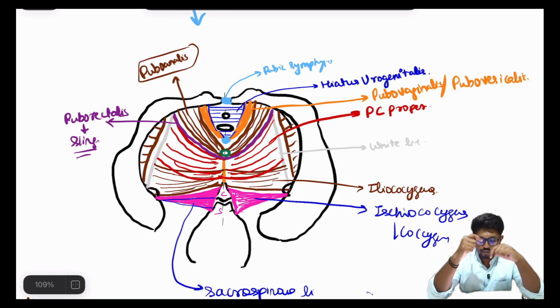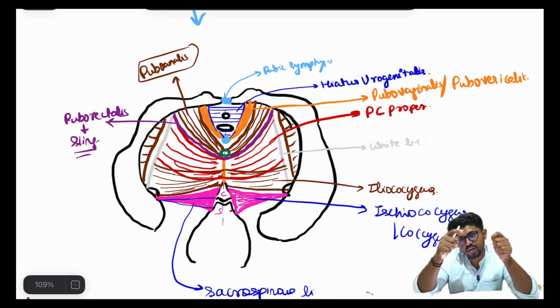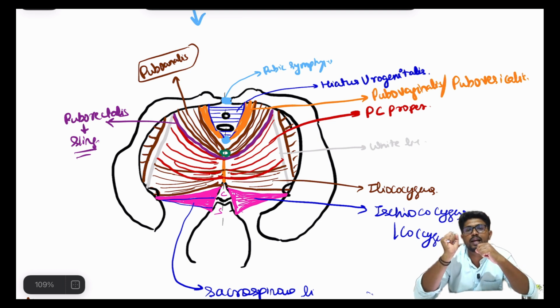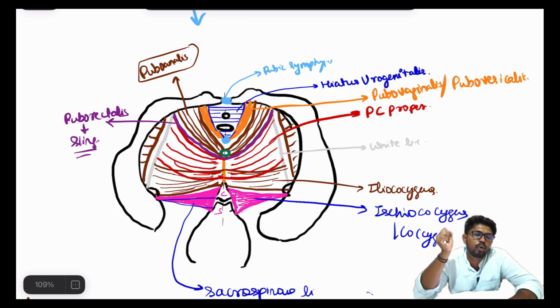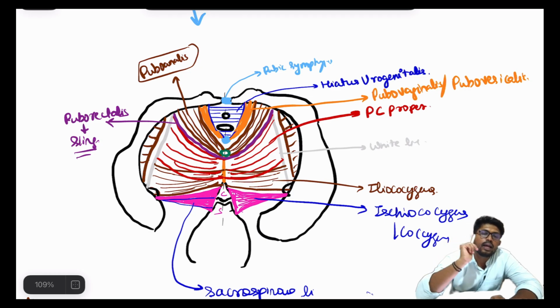Then in the male, as we know, at the lower end of the urinary bladder, the prostate is present. So this pelvic diaphragm will help in elevating the prostate. This pubovesicalis is also called levator prostatae in terms of the prostate gland. We have also known that during defecation the puborectalis sling gets relaxed, so the rectum and the anal canal form a straight tube and the defecation process occurs.